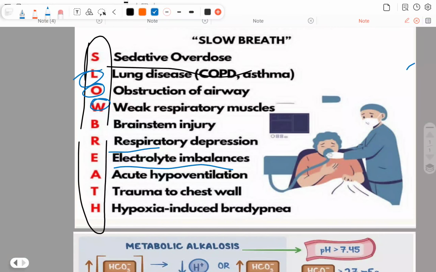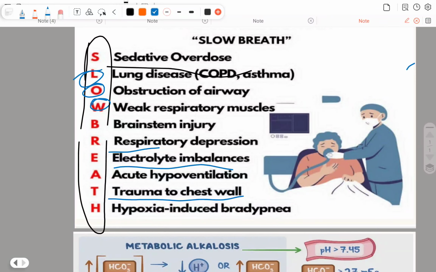And the next one is acute hypoventilation. Ventilation means the breathing in and breathing out, and in some situations the patient may have an acute onset of decreased ventilation. It means that the carbon dioxide amount in the blood will increase. And the next most common cause of respiratory depression is trauma to the chest wall.